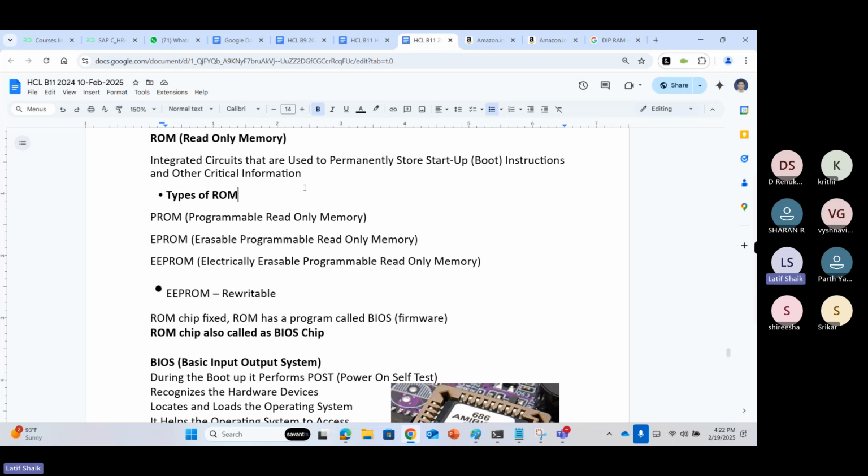Again, ROM chips are fixed. The ROM chip contains a simple program inside, put in while manufacturing itself. This ROM chip has a program called BIOS. The program name is BIOS. It is nothing but firmware, you can spell it firmware.